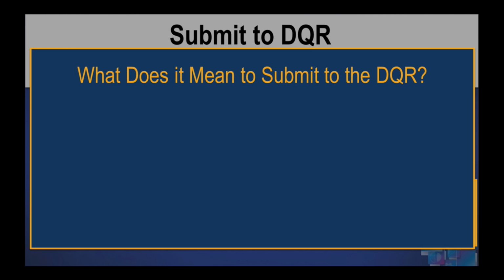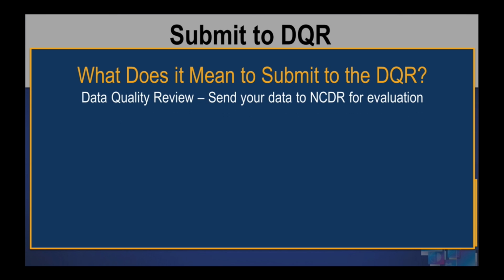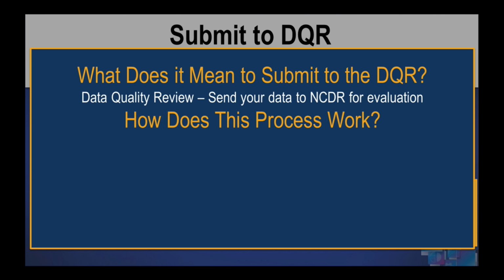Before we learn how to correct the system alerts, we must first understand what it means to submit to the DQR. As you know by now, the DQR is the data quality review, and to submit to the DQR is simply referencing that you are ready to send your data to NCDR's data warehouse for evaluation. How does this process work?